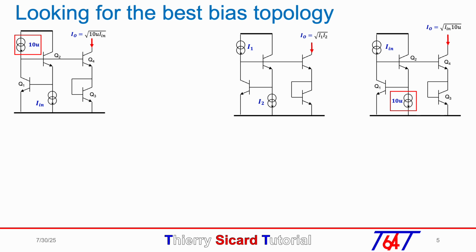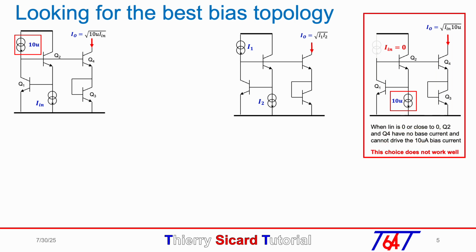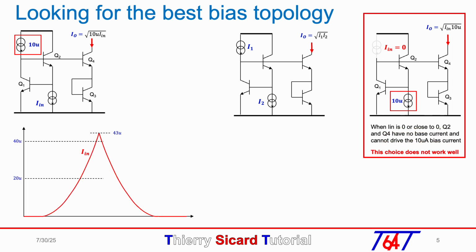The current I in biases Q1 and must supply the bases of Q2 and Q4. Since I in starts with almost zero current, Q2 cannot supply the 10 microamp bias current without current supplying its base. The diagram on the right therefore doesn't work well. The diagram on the left is the best solution because the 10 microamp DC current is still present to supply the bases of Q2 and Q4 as well as the collector of Q1.